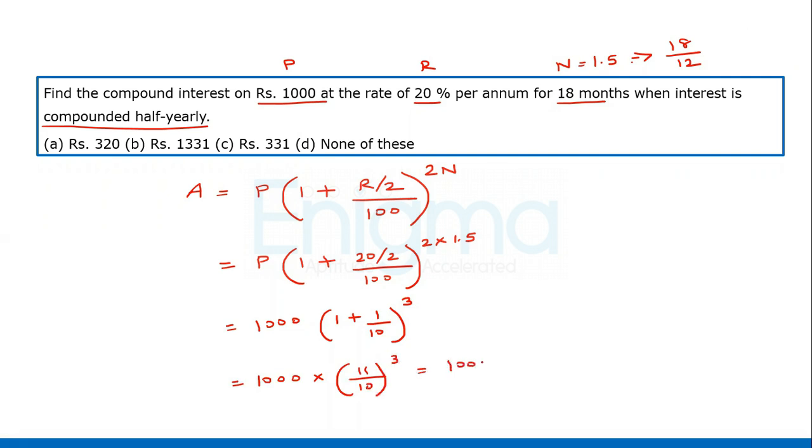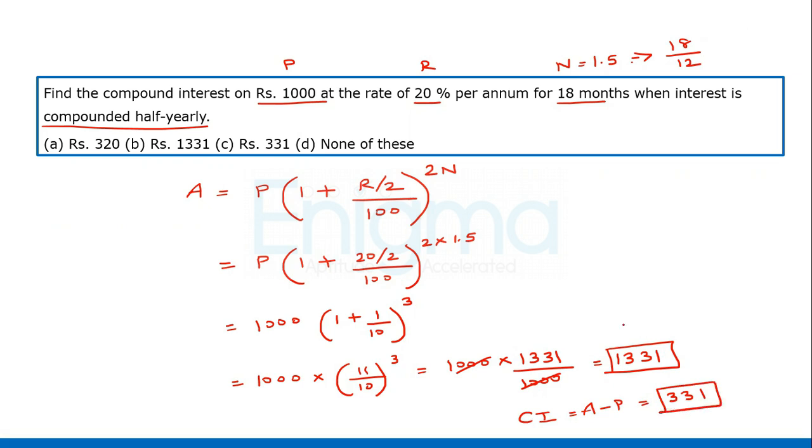So that is 1000 into 11 cube, that is 1331 upon 10 cube, that is 1000. So you get the amount as 1331. Now we want the compound interest. Compound interest is amount minus principal. Amount is 1331, principal is 1000. So therefore, compound interest comes out to be 331. So option C will be your answer.